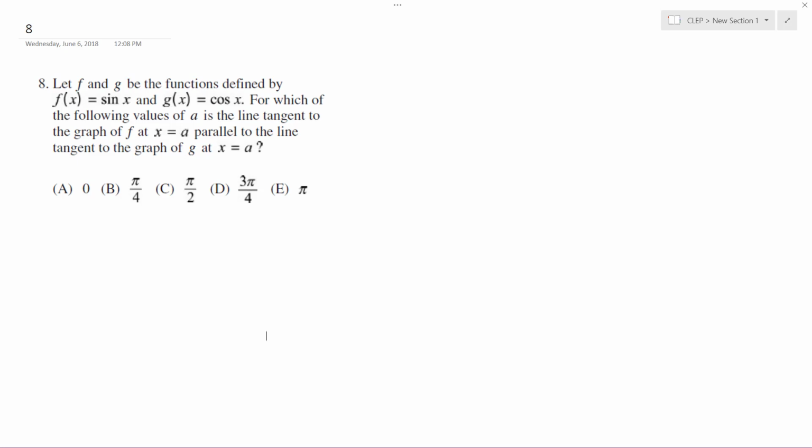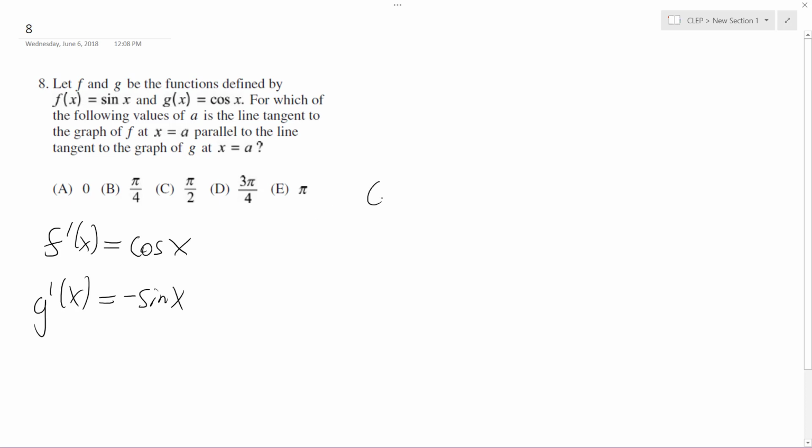So what we're going to do here is take the derivative of both graphs, and then those derivatives, we're going to set them equal to each other. And wherever they're equal to each other, that means their slopes are going to be equal, which means they're going to be parallel. So the derivative f prime of x, derivative of the sine of x, is simply the cosine of x. And the derivative of the cosine of x is negative sine of x.